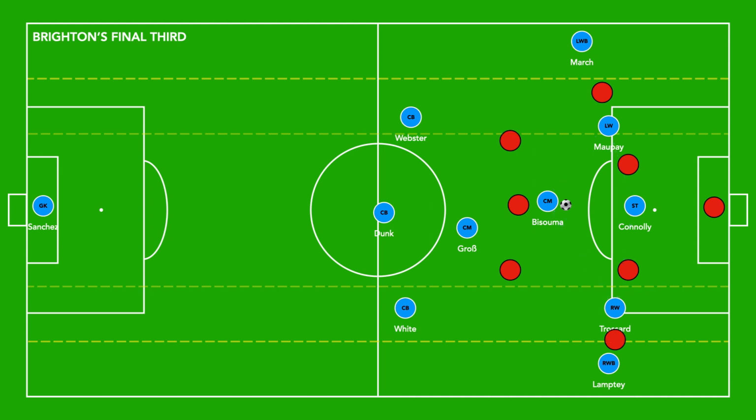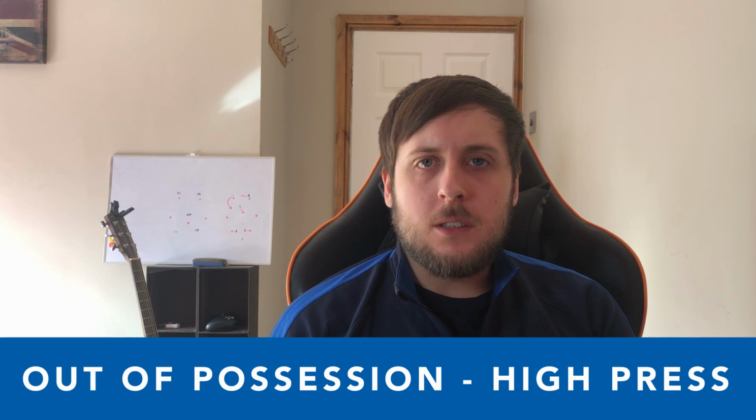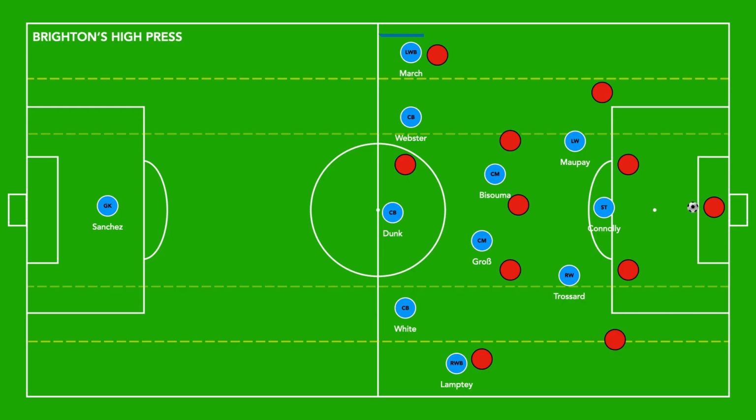This can also allow the inside forwards to really attack the box from the crosses that Lamptey or March might put in. When out of possession, we've seen Brighton adopt a high press. And this is no surprise really because of the amount of players that they commit forward when they've got the ball. A high press seems the obvious way to go. Brighton's press is very aggressive, so what we will actually see is all 10 outfield players in the opposition half, as Brighton attempt to suffocate the opposition when playing out.